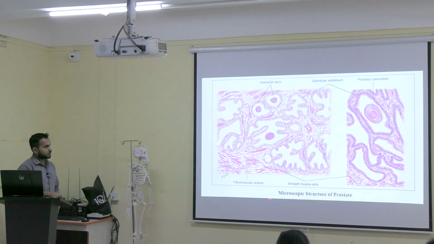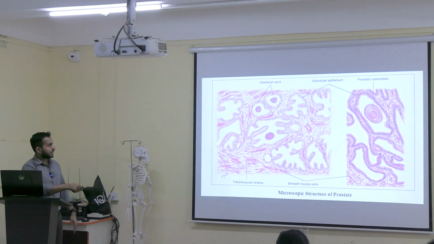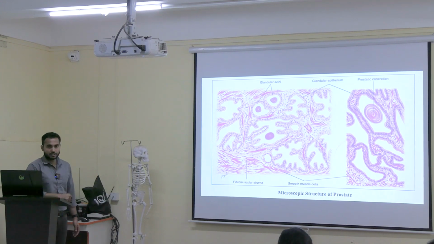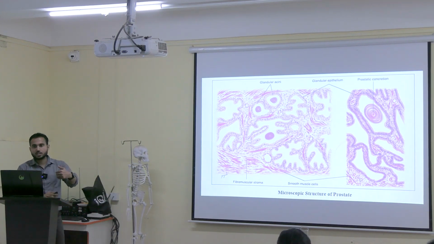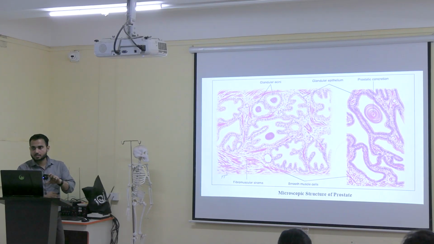Now here you can see the microscopic structure of the prostate. As I said, if you take a section of the prostate, you can see numerous follicles. So here are the different follicles. See, this is one follicle, this is one follicle, this is one follicle. Now inside the follicle you can see the lining epithelium. These are the lining epithelium, this one. These are the glandular epithelium. Next, in between the follicles, we are getting the fibromuscular stroma. Here, this is the fibromuscular stroma.